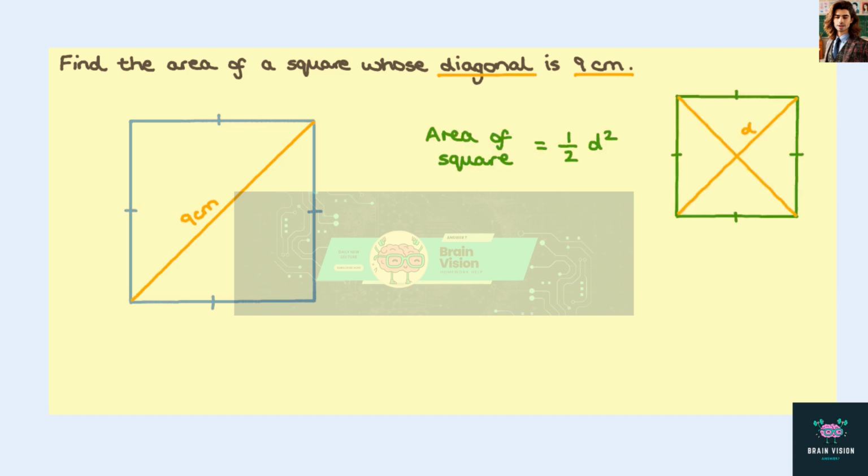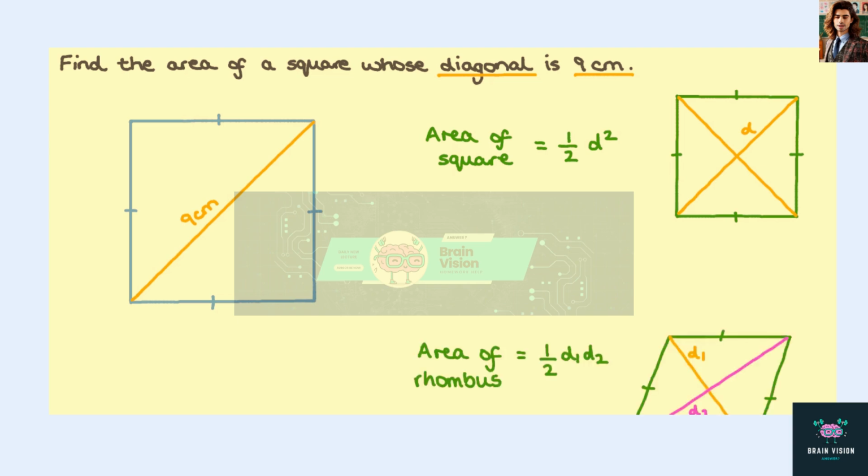We can then recall that the two diagonals of a square are of equal length, and that we can find the area of a square with a diagonal of length d units using the formula a half d squared. This is in fact a special case of the formula for finding the area of a rhombus. The area of a rhombus with diagonals of length d1 and d2 is a half d1 multiplied by d2. A square is just a special type of rhombus in which both diagonals are the same length.